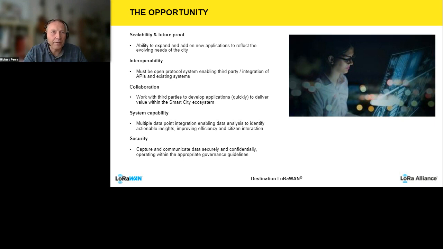I don't need to talk about system capability, I suppose, but we're finding LoRa, or LoRaWAN I should say, really strong as a technology, and the end-to-end encrypted nature of it, from a security perspective, really gives us some heart when we're talking about making it as secure as possible.